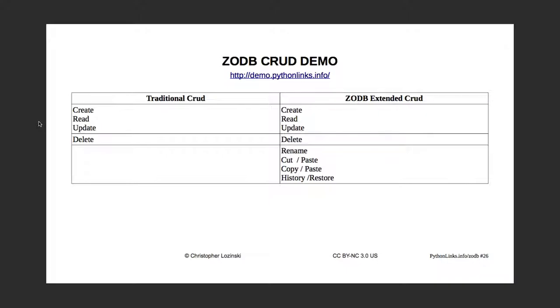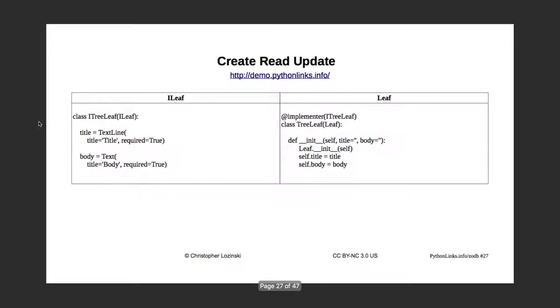So what the ZODB demo does is it uses zope.interface. And zope.interface has a lot of wonderful properties, but part of what it does is it tells you about your attributes. On the left-hand side, we have a subclass of Interface, ILeaf and then ITreeLeaf. We'll get in a minute to what ILeaf does. We basically are defining two variables, title and body. The first one's a text line, the other is a text area, and they both have a title and they're both required.